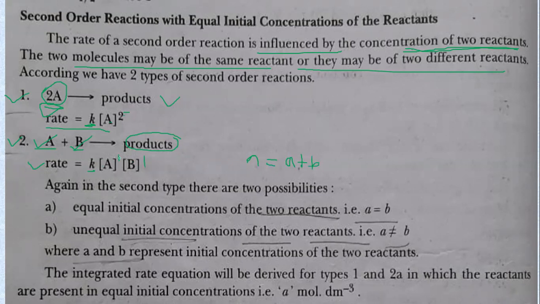What is small a? It is 1 here. And small b is 1. So 1 plus 1 will become equal to 2. Hence the order is second order reaction.